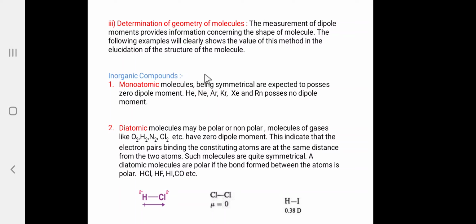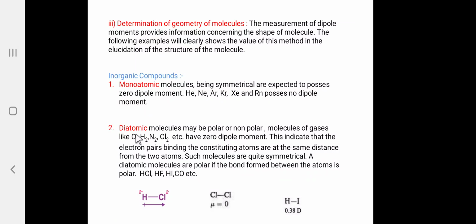First of all, we will consider the inorganic compounds. Here in inorganic compounds there are various cases. Let us consider one by one. The first one is the monoatomic molecules. All of you know that the zero group elements, that is helium, neon, argon, krypton, xenon, radon, are the monoatomic gases, and here they possess zero dipole moment.